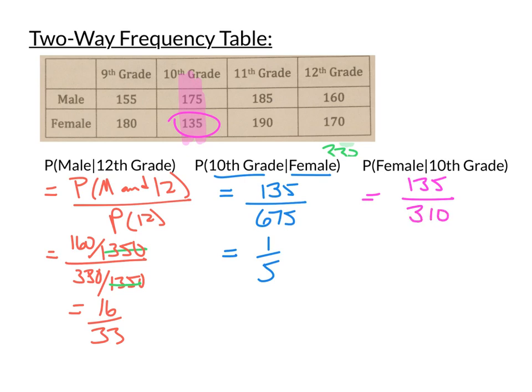So depending on what group we're taking it out of, that gives us a different denominator. Simplifying, we'll end up with 27 out of 62, which is closer to a half than it is to a fifth.